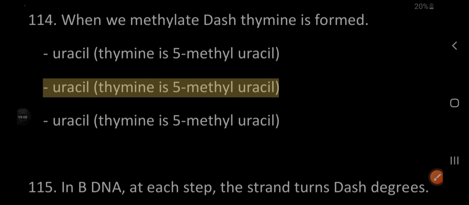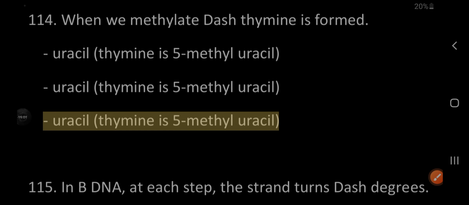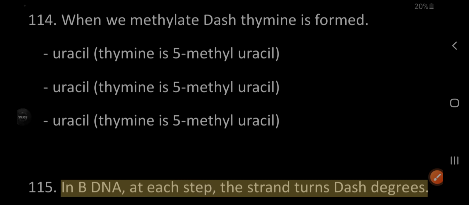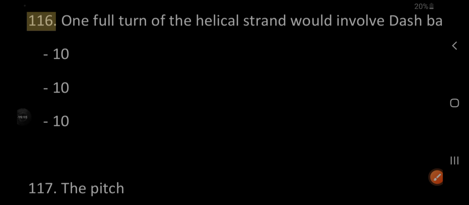115. In B-DNA, at each step, the strand turns dash degrees. 36 degrees. 116. One full turn of the helical strand would involve dash base pairs. 10. 117. The pitch of B-DNA is dash nanometer. 3.4 nanometer.